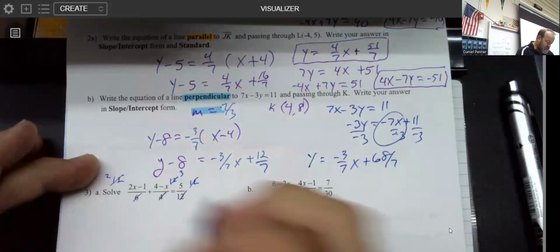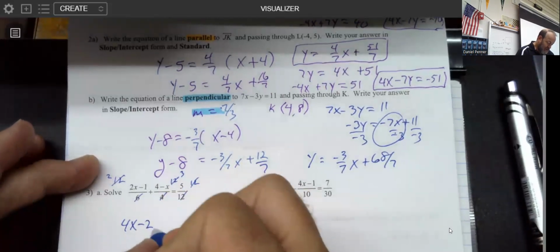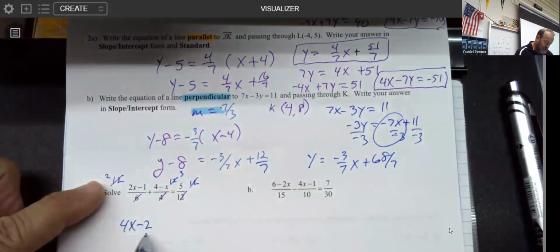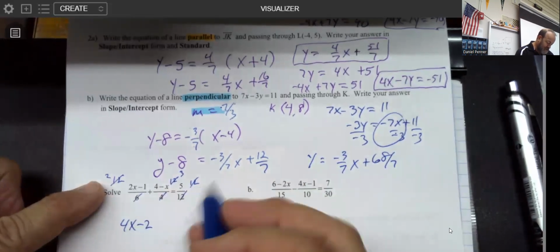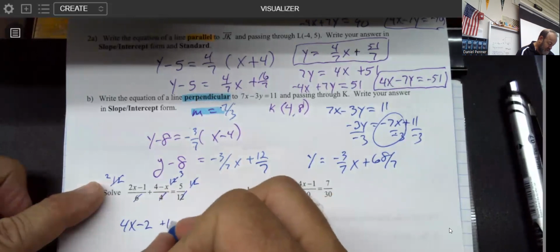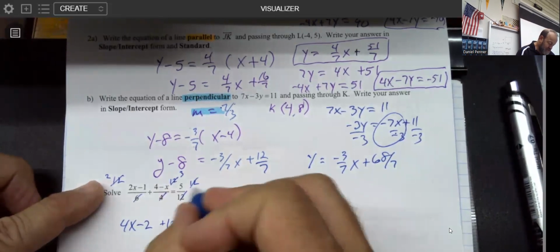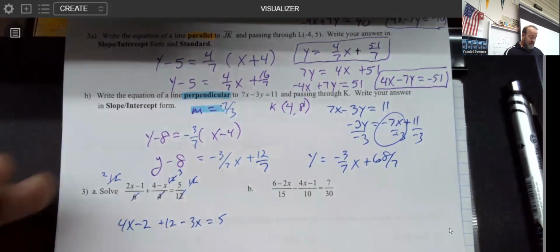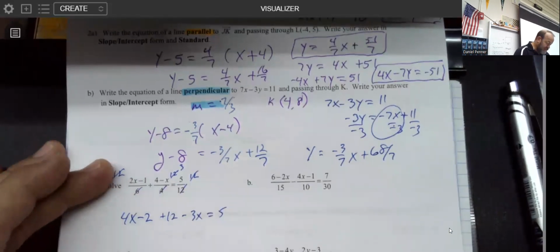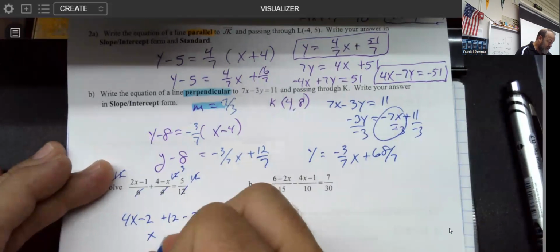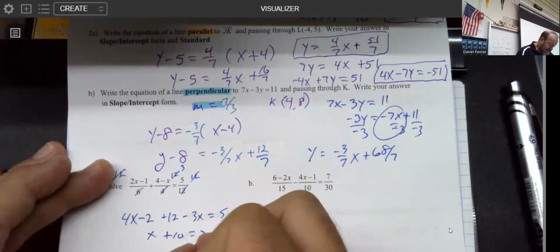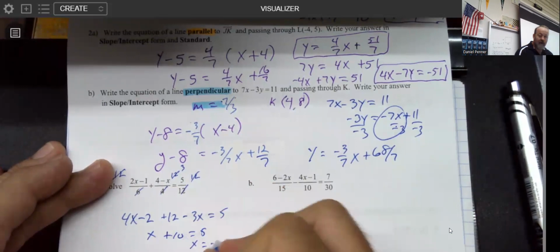So if we use our distributive property, 2 times 2x minus 1 is 4x minus 2. 3 times 4 minus x would be 12 minus 3x. And the 12 just cancels, so I got 5. We've taken a very difficult looking problem and cut it down a little bit. So it looks like I've got x plus 10 is 5, and we got down to x equals negative 5.